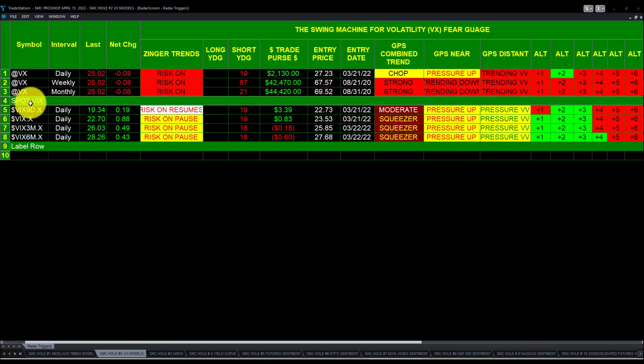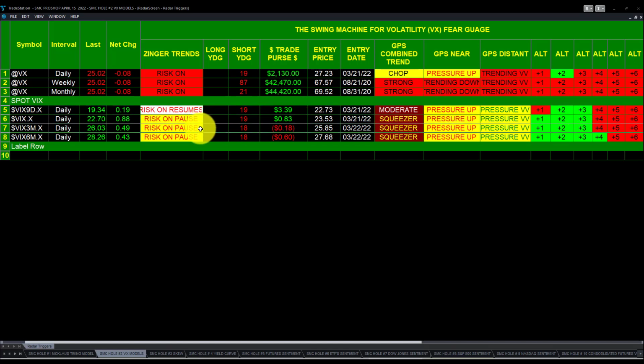We further use something called the spot VIX, 9-day, 30-day, 90, and 6 months. These are option products, and we want to pick up on the trend of the buying and selling of the spot VIX. The 9-day has also been indicating risk on for 19 days, and it's even telling us risk on resumes. It's moderate. There is a little pressure up and a little bit of buying here too. Could be a bit of a warning.